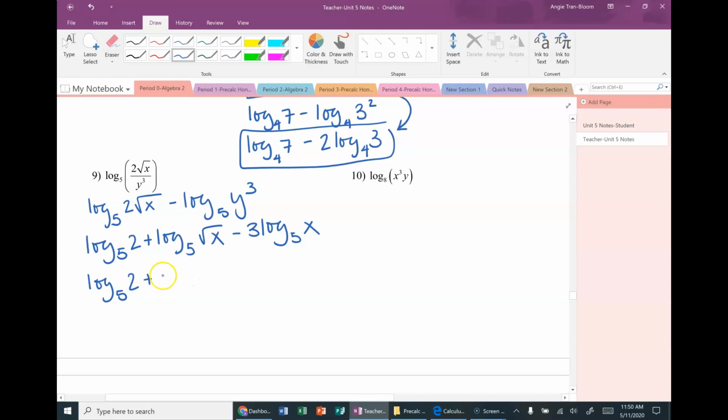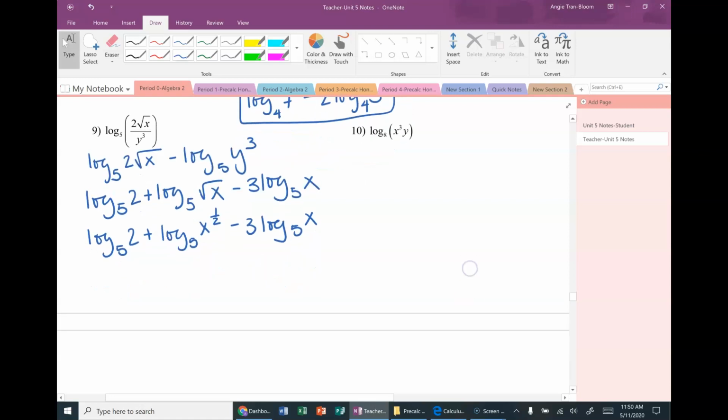You have to go further with the radical. This is now log base 5 of x to the half power minus 3 times log base 5 of y. And our last step is to move that half power to become a leading coefficient. So the final answer is log base 5 of 2 plus 1/2 times log base 5 of x minus 3 log base 5 of y. And then box that up. It wants us to expand, okay? Oh, can you fix this last variable? These are all y's, my bad. Those are all y's, okay?